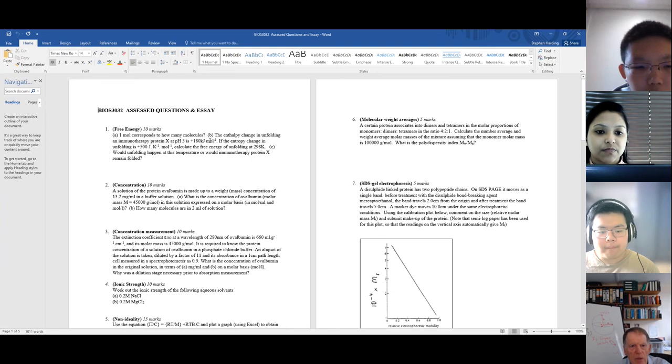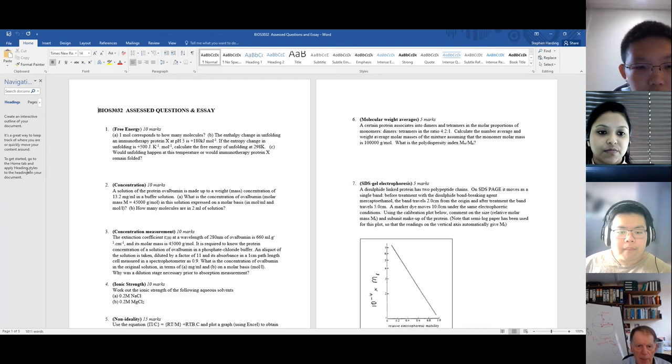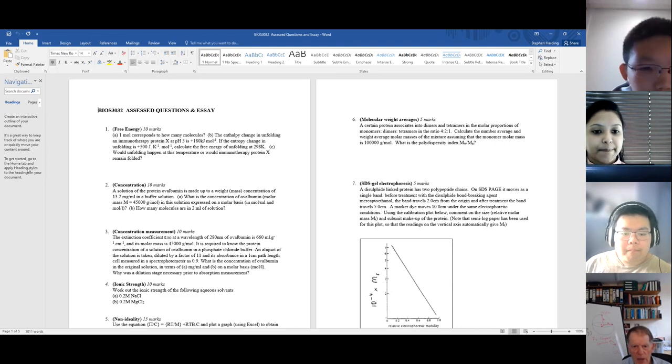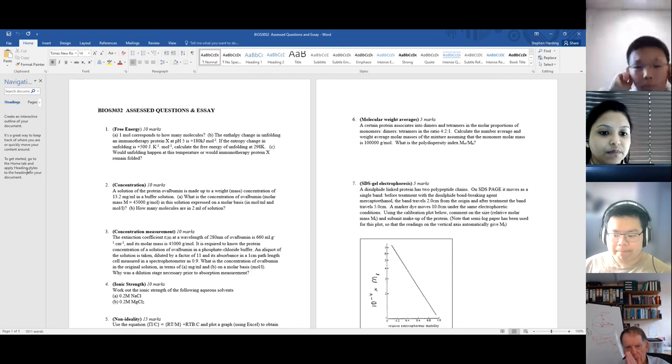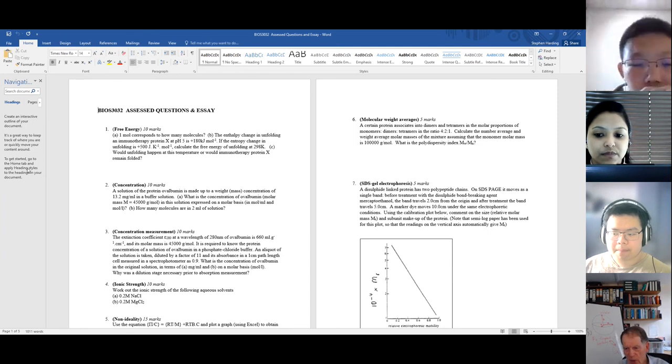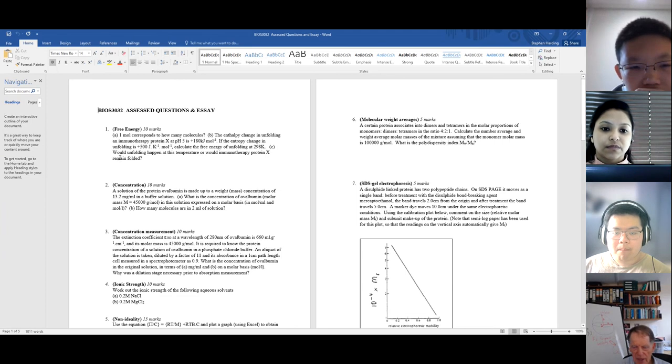So you've got to, that's easy, A. B, working out the free energy of unfolding at 298 K. And C, the question, would unfolding happen at this temperature or would immunotherapy protein X remain folded? So that depends on whether the free energy change is negative or positive. That should be important there. And if you make a mess of the conversions here, you'll get the wrong answer. So that's a question you can do this week.